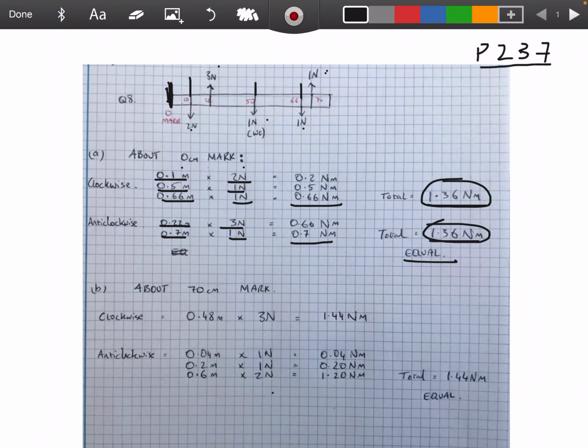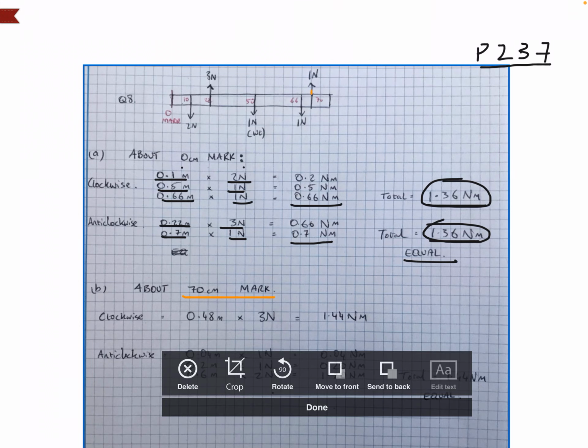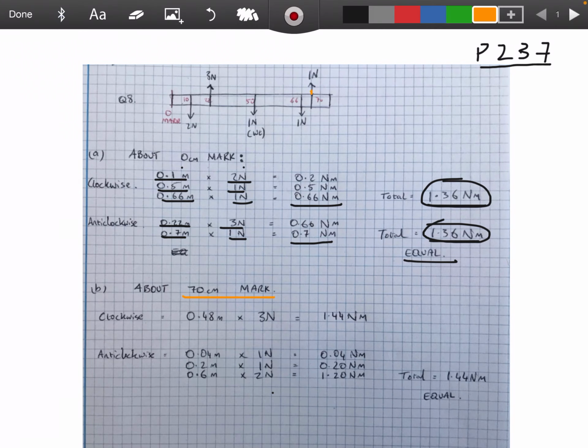Now, that's the straightforward section. I would hope now that I've explained it and you can see what's happening and where we get the idea of clockwise and anti-clockwise. The second section in this is a little bit trickier, but it is the same process. So we have to do it about the 70 centimeter mark now. So I now take this part here as my fulcrum. I treat this like we treated the 0 mark in part A.